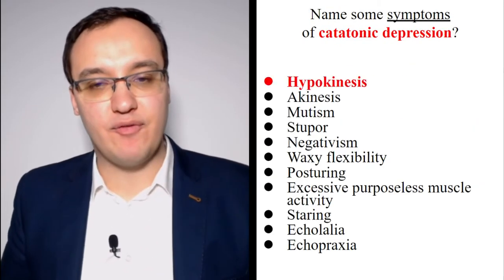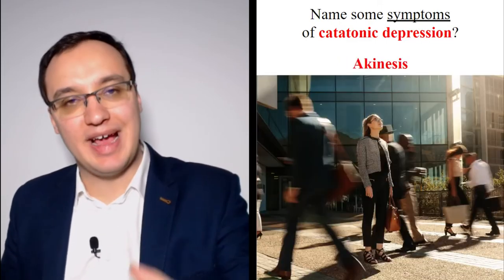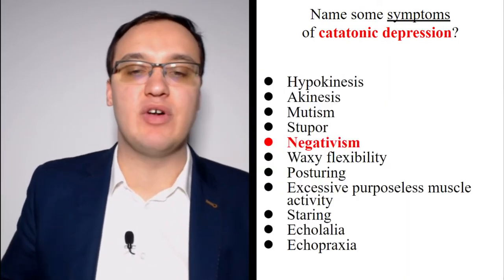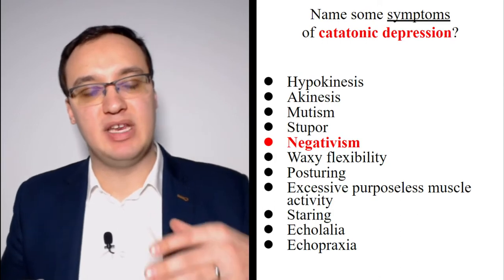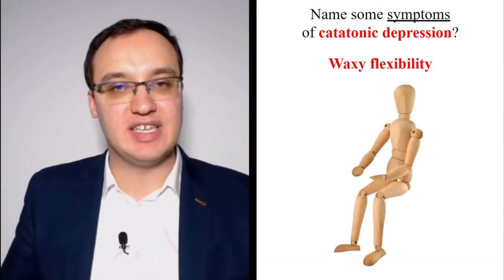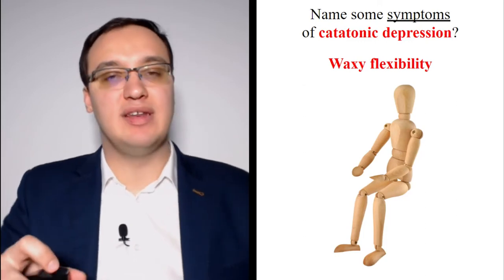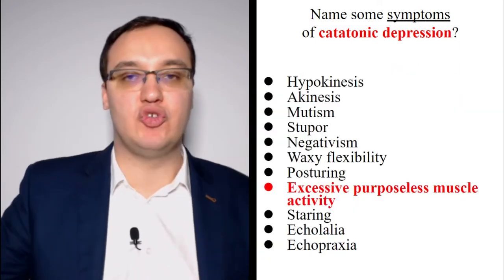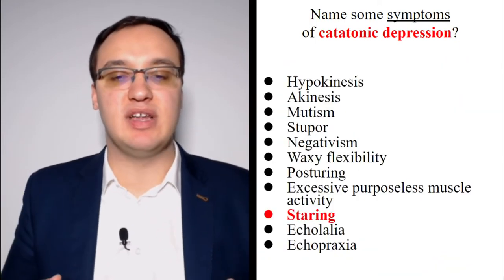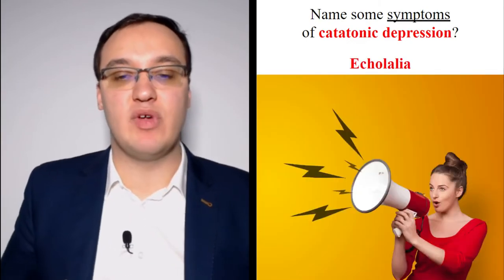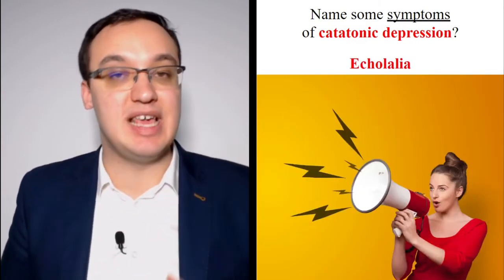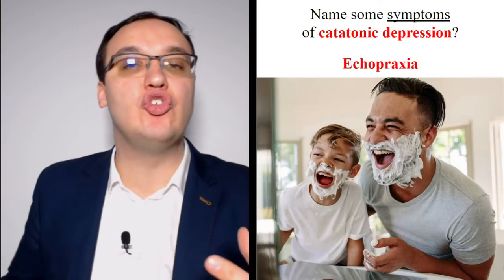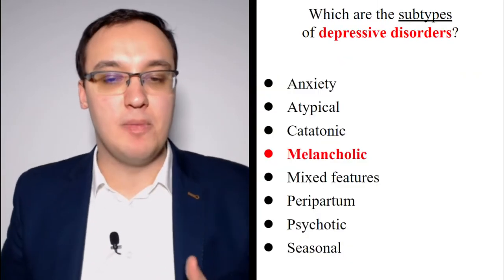Catatonic, here we have, for example, hypokinesis, moving slowly, or akinesis, not moving at all, mutism, not speaking, stupor, almost a near unconsciousness state, negativism, meaning you're very negative, waxy flexibility, that you have a posture that when you move an arm, it stays like that, posturing, very strange postures, excessive purposeless muscle activity, staring, these patients are staring, echolalia, you're repeating the same words that somebody is telling you, echopraxia, you're mimicking the motions that you see.